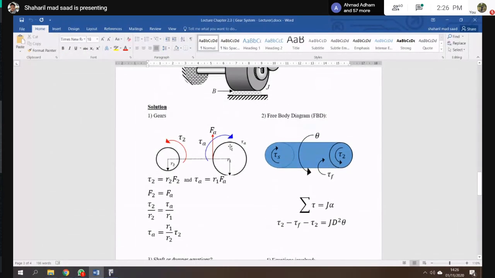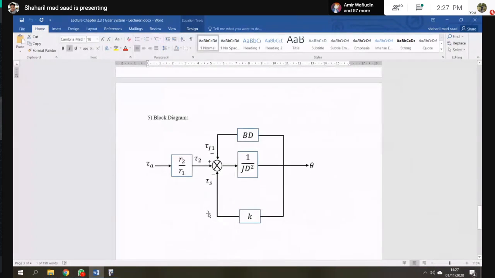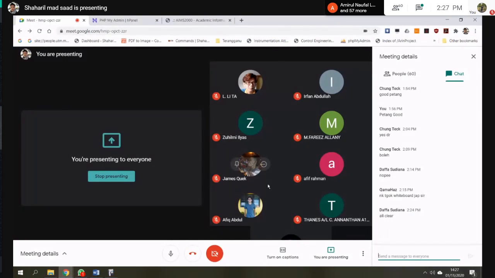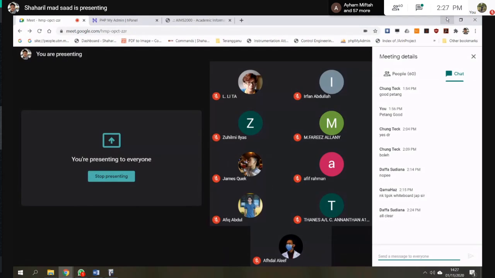You can look at my notes again. So F2 is actually equal to FA, because of Newton's third law. Any question? No? Okay, all clear. Good. I'm glad to hear that.